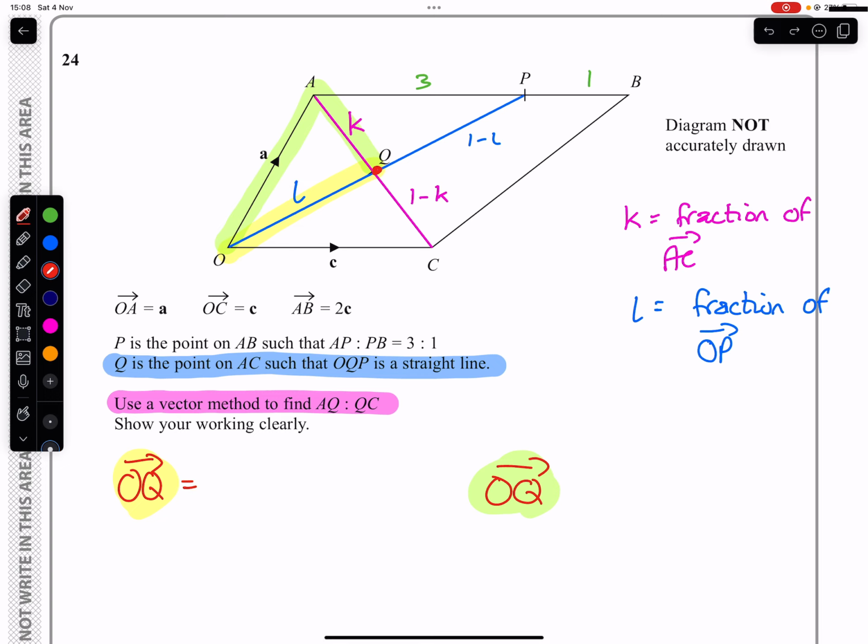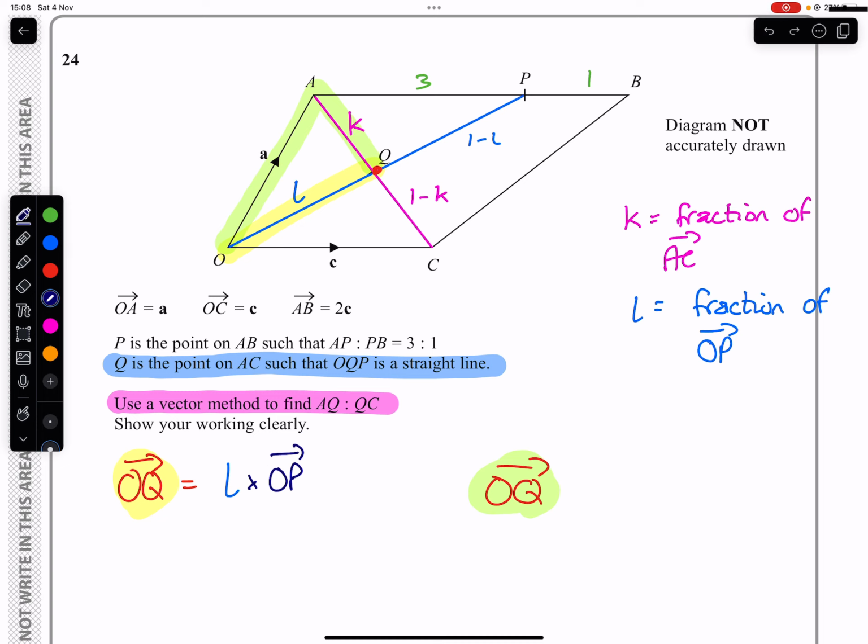But we obviously need something to work with this L, and the whole point of establishing this L is that it was a fraction of the whole of the blue line, which is O to P. So what we end up with here is L times whatever vector O to P is. That's our first step. We then look at what O to P is and try and describe it in terms of information that's been given.